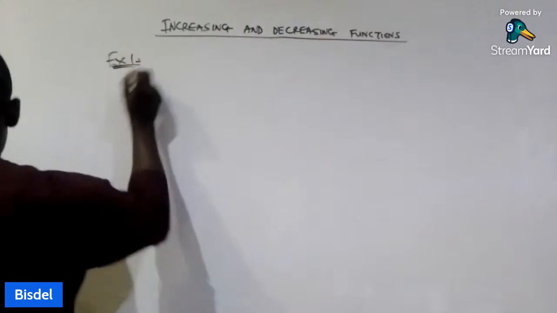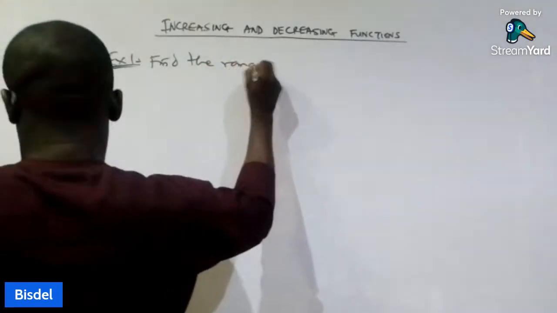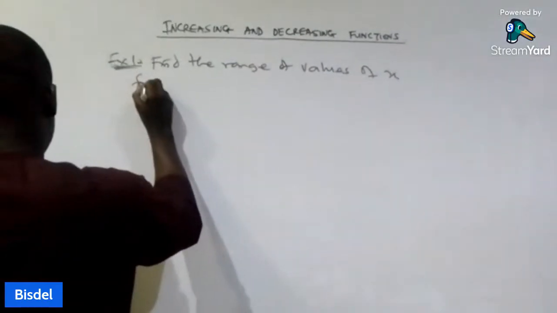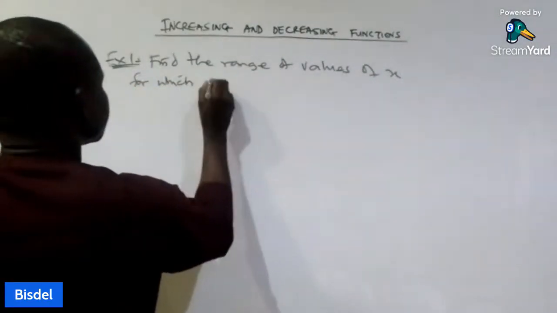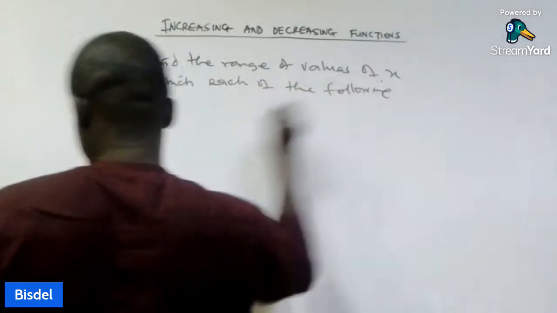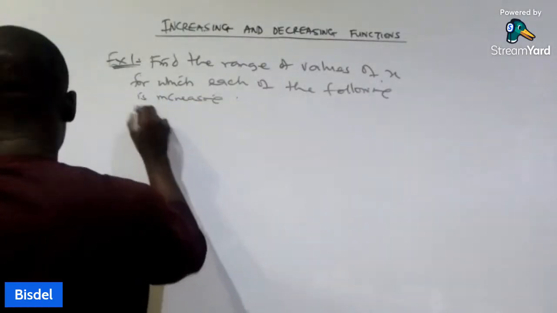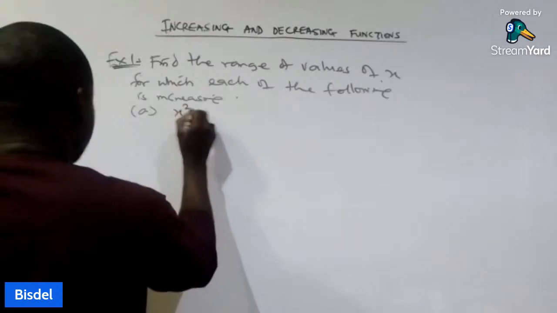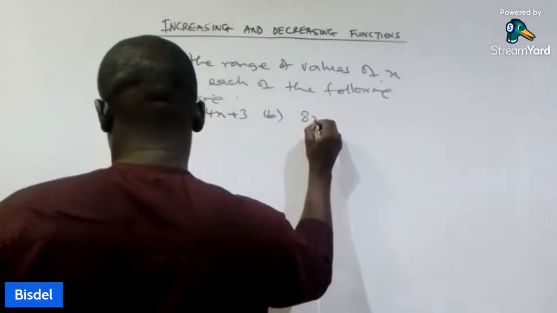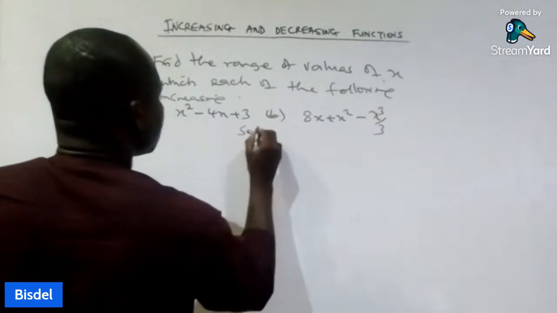Example 1: find the range of values of x for which each of the following is increasing. The first one is where we have y equal to x squared minus 4x plus 3. Then the second one is where we have y equal to 8x plus x squared minus 8x cubed all over 3. So what do we do here?